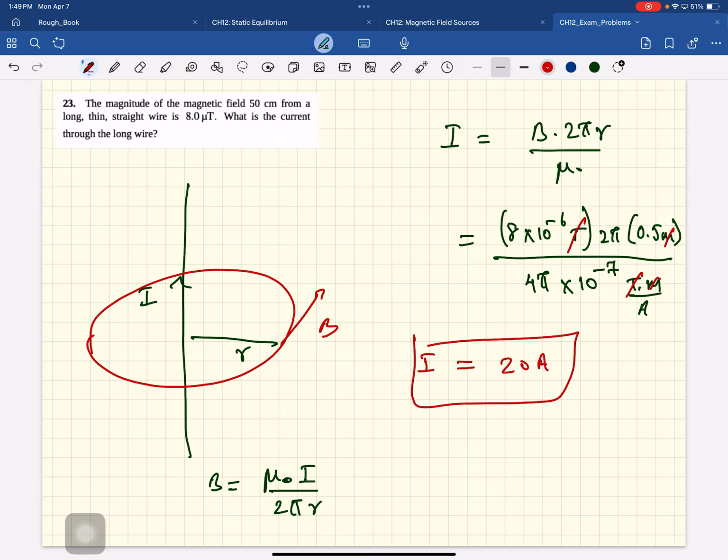So you see a 20 amp current, which is a large current, is producing only a microtesla field half a meter away. So a 20 amp current is producing a field that is 100 times weaker than the Earth's magnetic field.